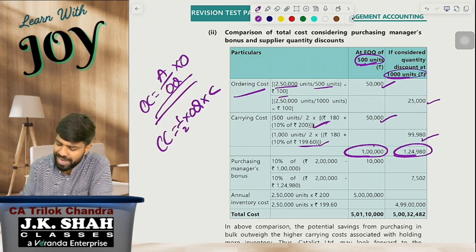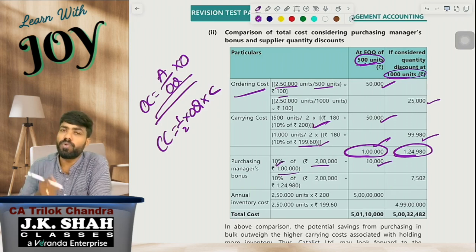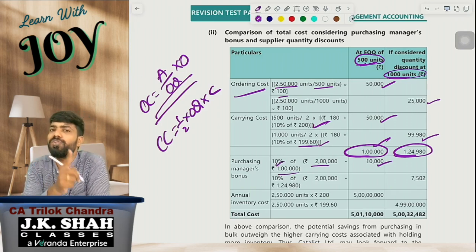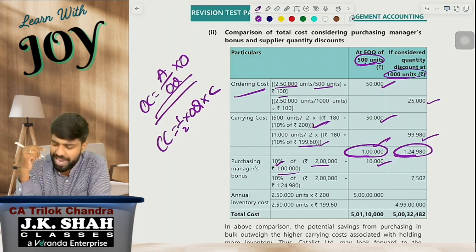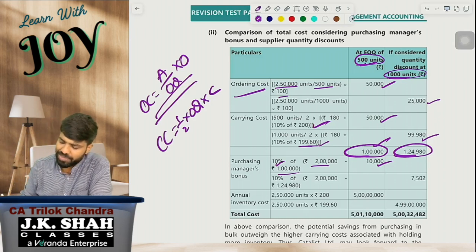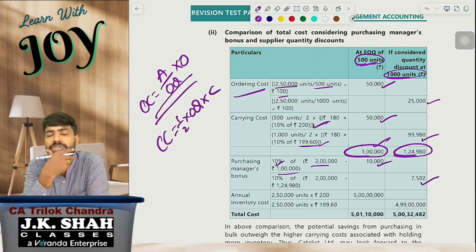So here it is 1 lakh rupees. 2 lakhs minus 1 lakh is 1 lakh, into 10%, 10,000. Next, 2 lakhs minus 1 lakh 24,980, into 10%, 7,502. So this is the bonus.